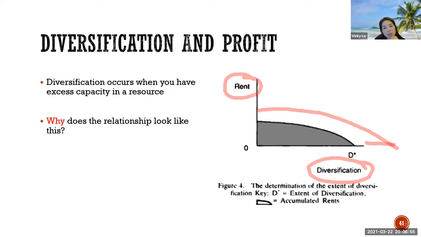But is it diversification? It means other kind of diversification as well. Like the case study, the beer cases, the AB InBev, like the leaders in their company, they are doing a lot of diversification, right? Yep. So that's a good example.